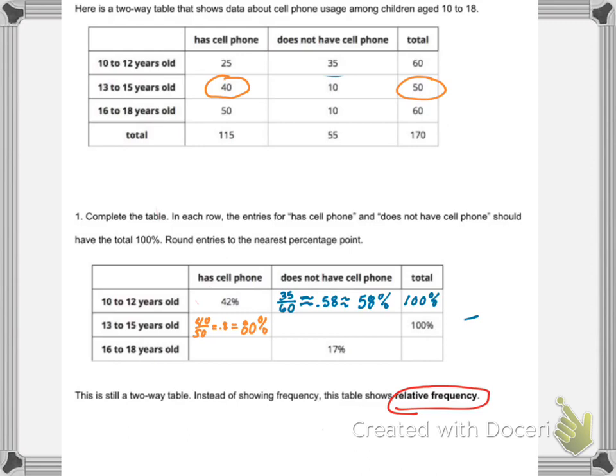We're going to do the same thing, just working our way across that row. If we have the 10 13 to 15-year-olds that do not have a cell phone out of the total of 50 13 to 15-year-olds, then we can create that fraction of 10 out of 50. You do top divided by bottom. That's going to give us 0.2, which is equal to 20%. And so we could say 20% of the 13 to 15-year-olds do not have a cell phone.